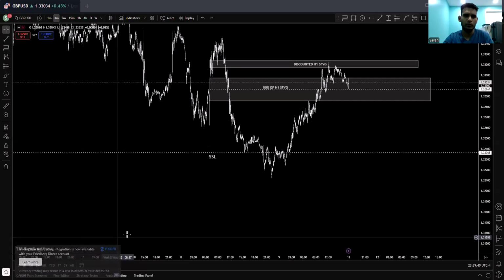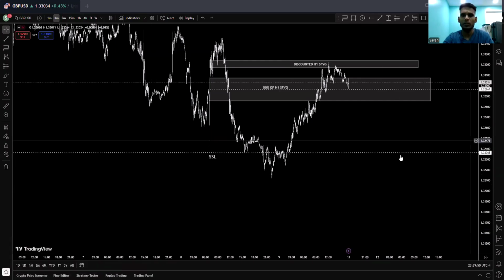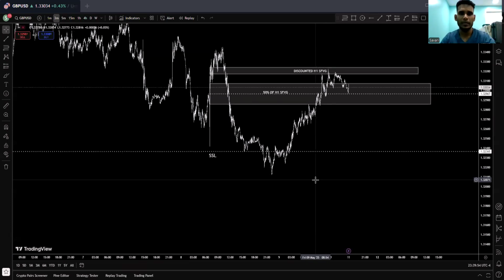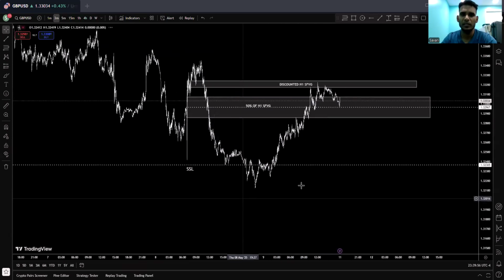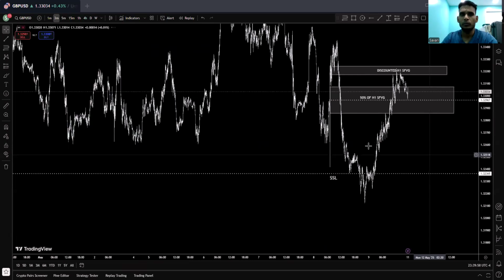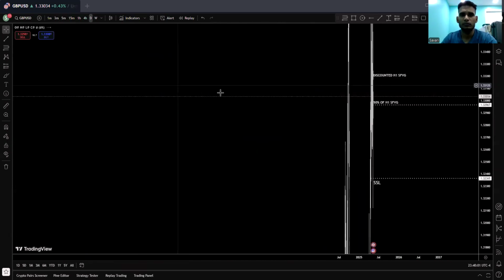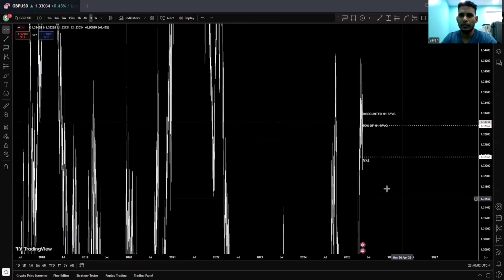So today I'll go over the trade that I took in the morning session. In the London session, I entered on a buy entry, which played out really well. So I'll just go over the trade right now.